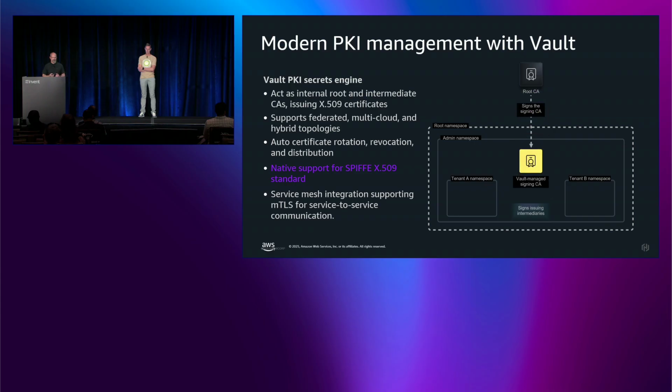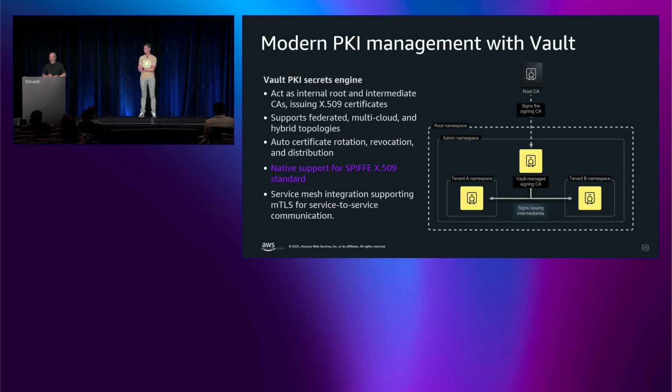Vault supports modern PKI management, and what I mean by that is very automated, very scalable, and Vault is flexible too in the architecture because you can have multiple intermediate certificate authorities that you can configure based on your environment and what your needs are. It can act as the internal root CA, issuing X509 certificates. It automatically enables you to revoke and distribute these certificates in different ways, and I'll show you some of the multiple methods that it can leverage.